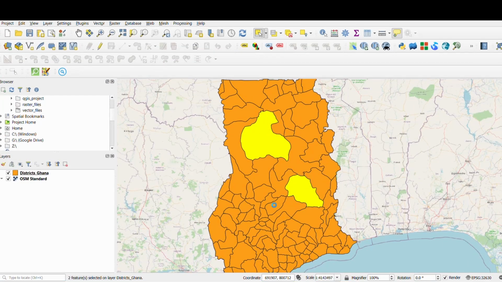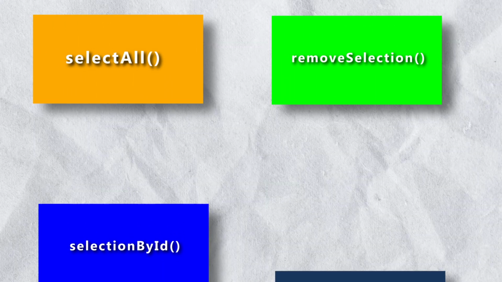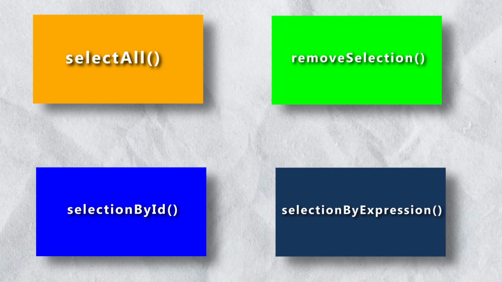The ability to select specific features in a layer is an important component in any spatial analysis workflow. PyQGIS gives us several handy ways of doing just that, starting from the simplest and building up from there.